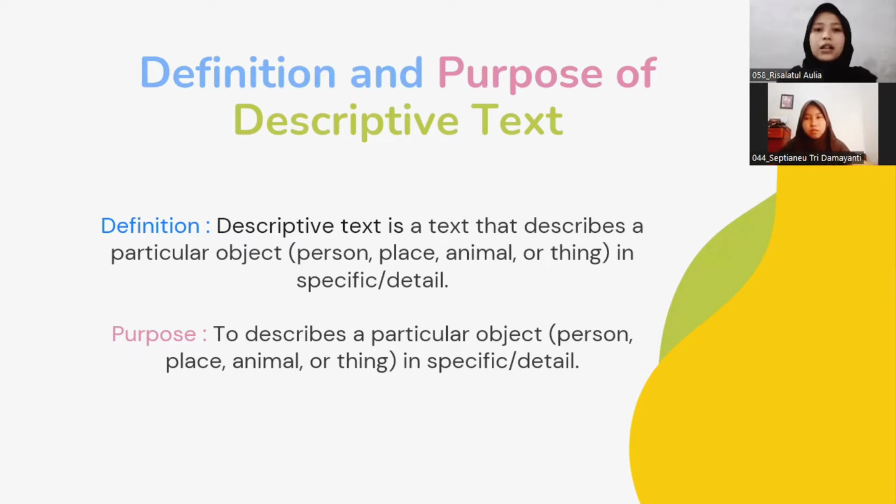For example, we are going to describe our favorite cat. So we have to explain it in detail, starting from what color is its fur, what color are its eyes, has a long or short tail, how old is it, what type of cat is it. You just need to explain in detail the characteristic and the behavior of that cat.